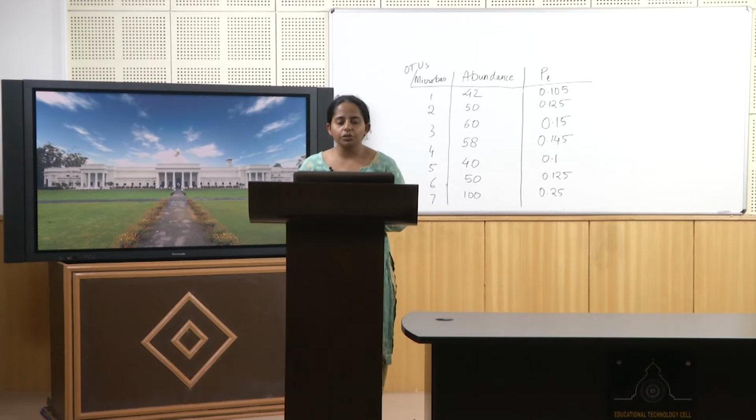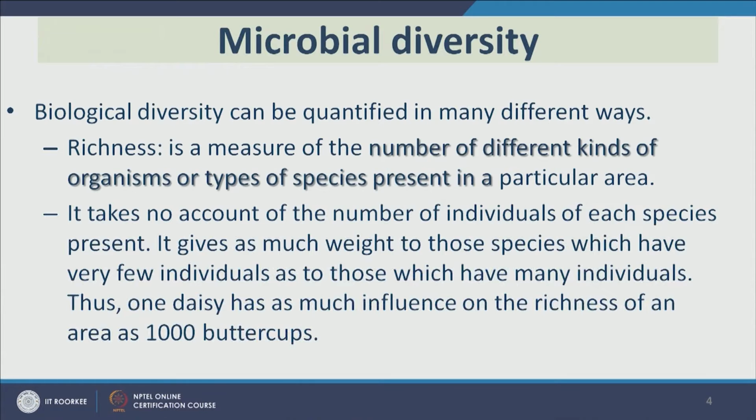Now the next thing that we want to understand is microbial diversity. Now microbial diversity can be quantified in many different ways. There are many measures, there are many definitions that we have for microbial diversity, and each of them points at one particular feature of a microbial community. So the first one is richness. Richness tells me how many different kinds of organisms or species are present in a particular area.